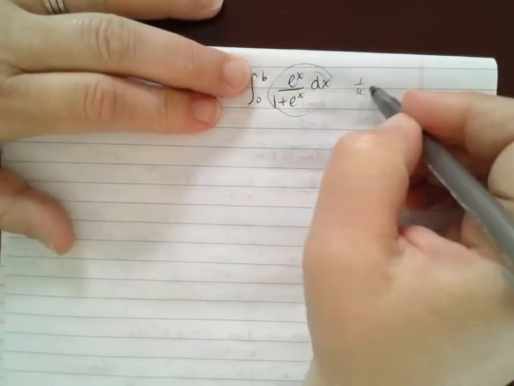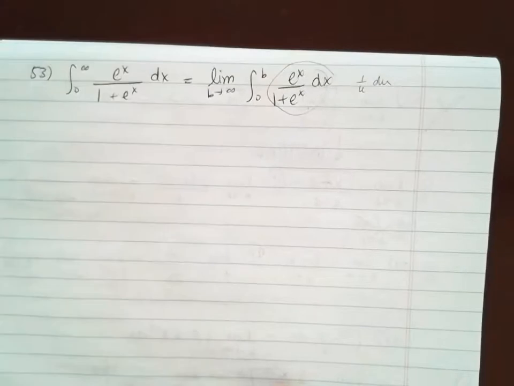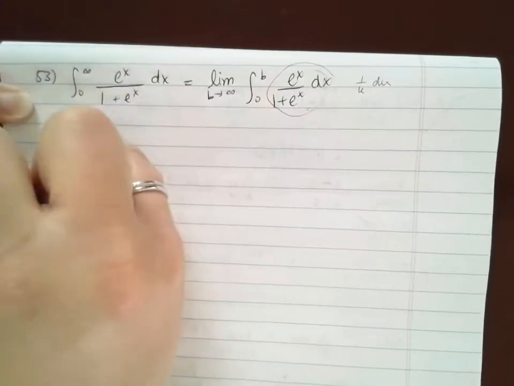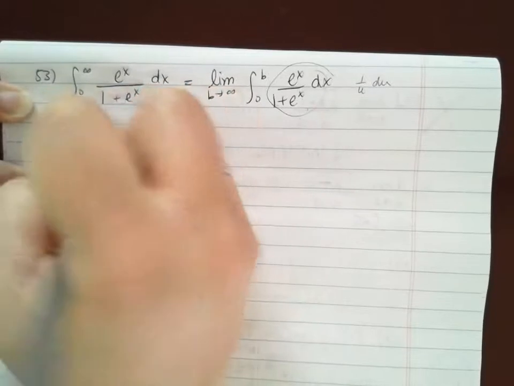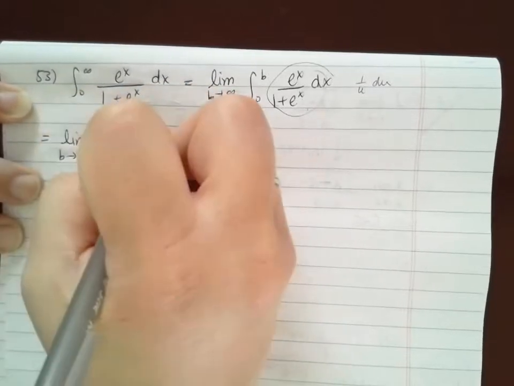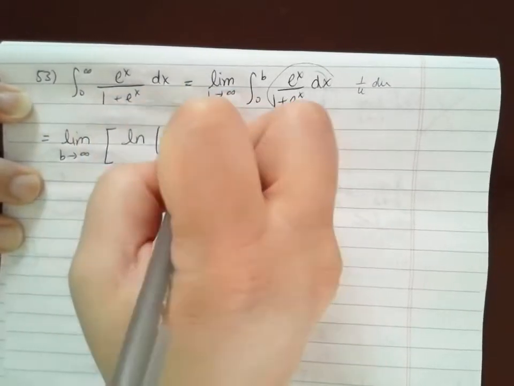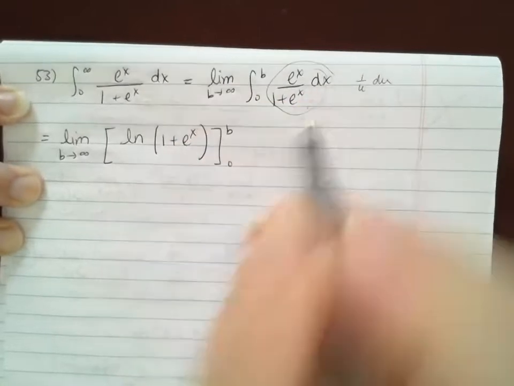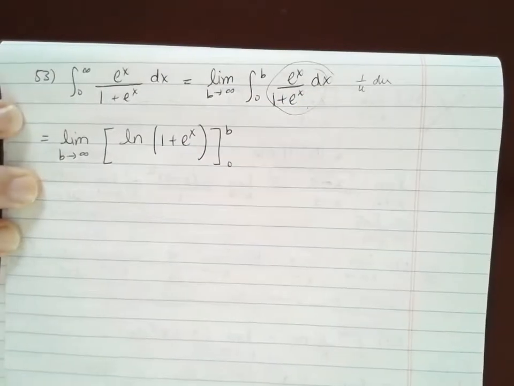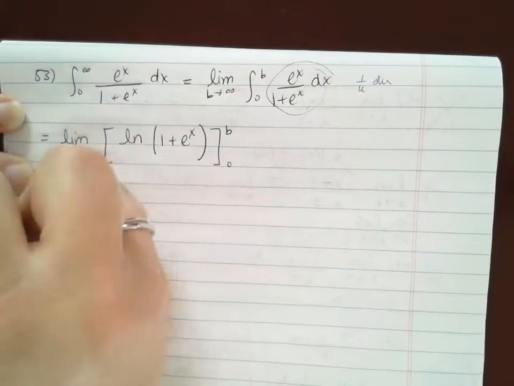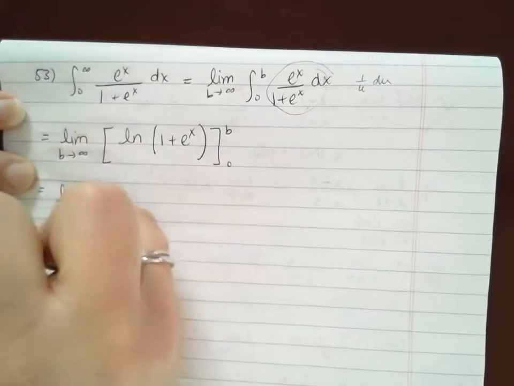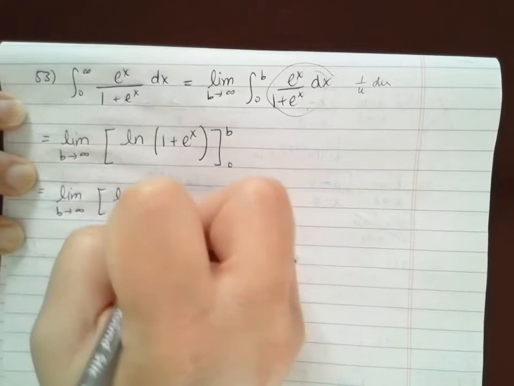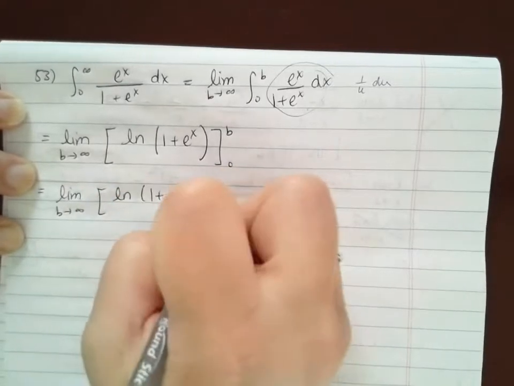1 over u du. And I know the integral of 1 over u is the natural log of u plus c. In this case, I don't do plus c because it's a definite integral. I'm going to plug in b, and then I'm going to plug in 0.